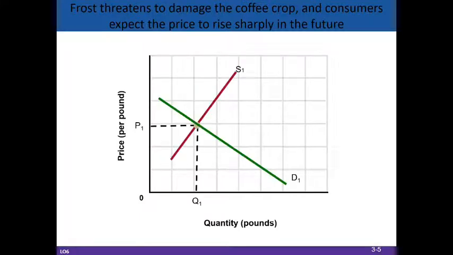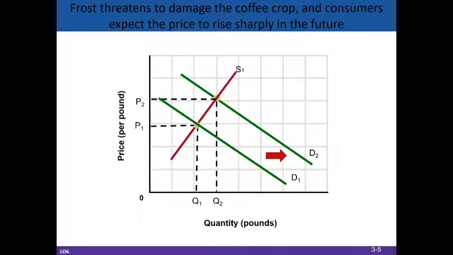As usual, we start with the initial equilibrium, and the equilibrium price and quantity are P1 and Q1. Since this is about demand, we need to shift the demand curve. Today, with the expectations of increasing prices, we will buy more coffee today. That will increase the demand. That is the rightward shift. When we have a new demand, we have a new equilibrium. And at the new equilibrium, the price goes up and the quantity goes up.